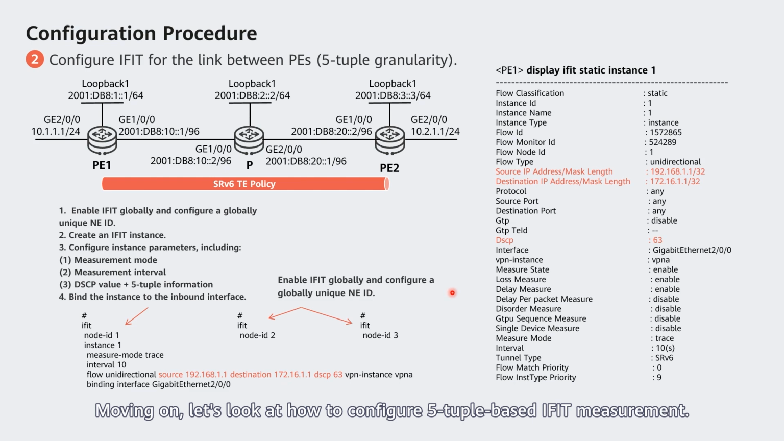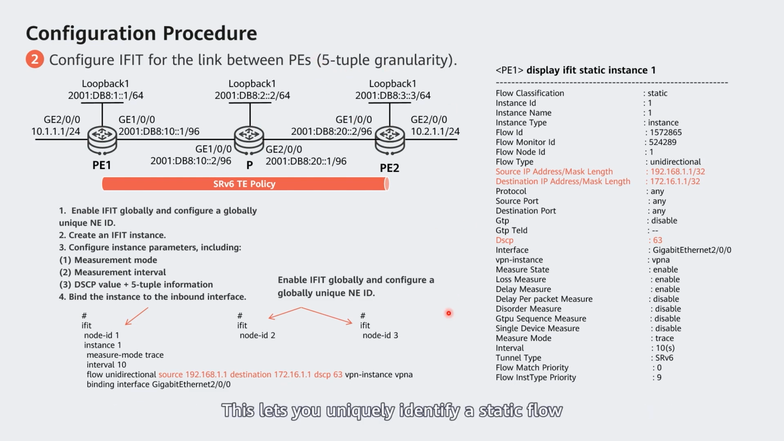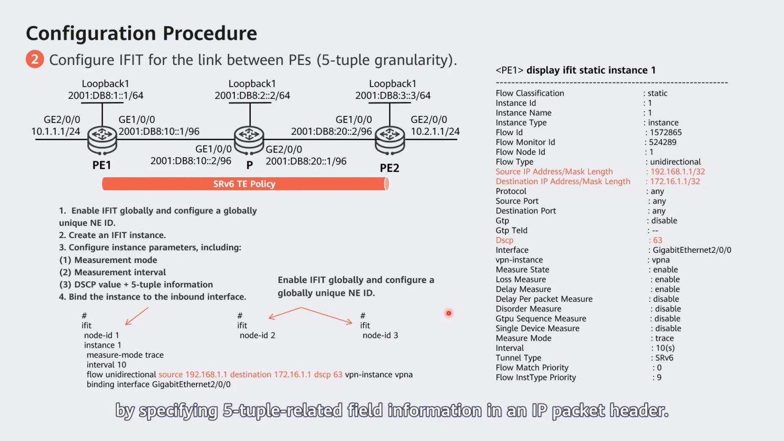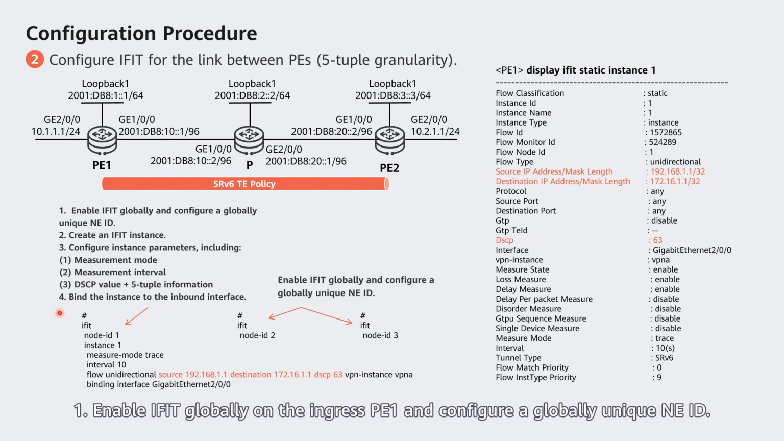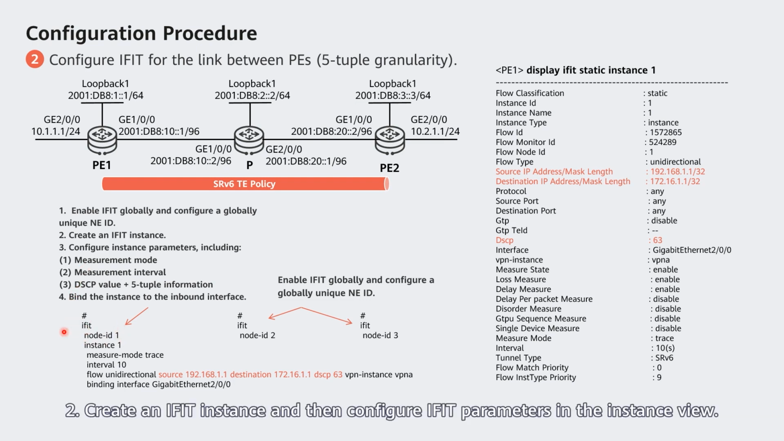Moving on, let's look at how to configure 5-tuple-based IFIT measurement. This lets you uniquely identify a static flow by specifying 5-tuple-related field information in an IP packet header. The key configuration procedure is as follows. 1. Enable IFIT globally on the ingress PE1 and configure a globally unique NE ID. 2. Create an IFIT instance and then configure IFIT parameters in the instance view.